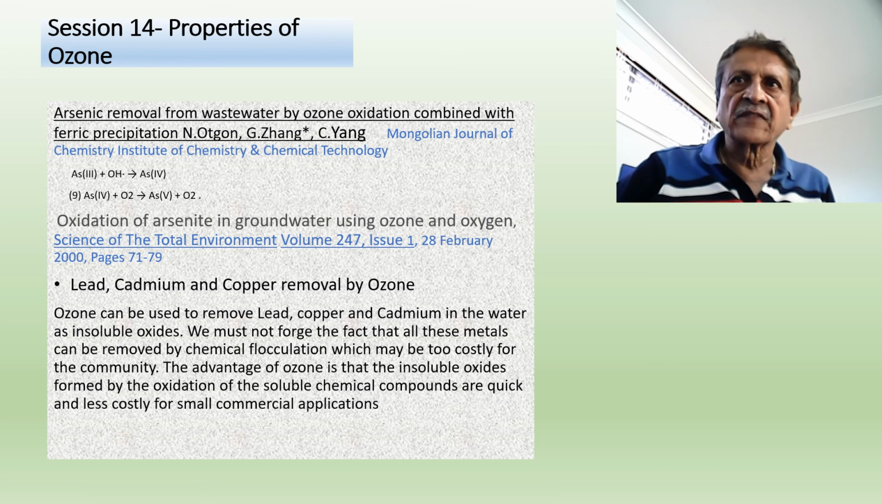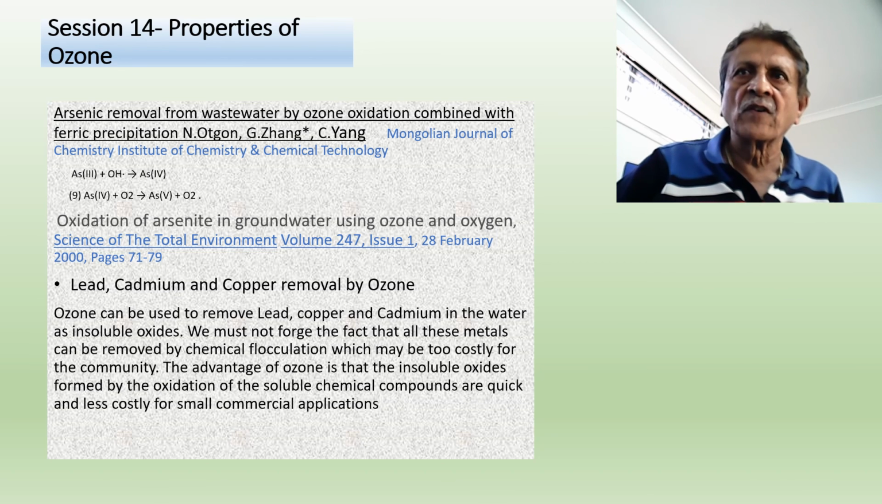We must not forget the fact that all these metals can be removed by chemical flocculation, which may be too costly for the community, particularly where millions and millions of gallons or liters are involved. The advantage of ozone is that insoluble oxides from the oxidation of the soluble compounds are quick and less costly and can be applicable for very small applications in the commercial side where they are needing to use water for their manufacture.